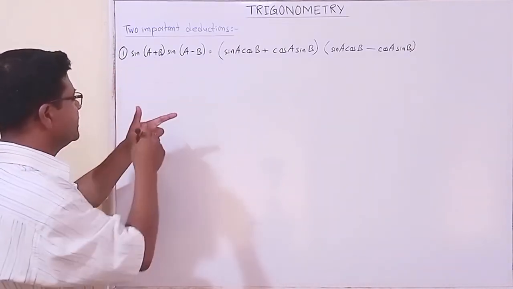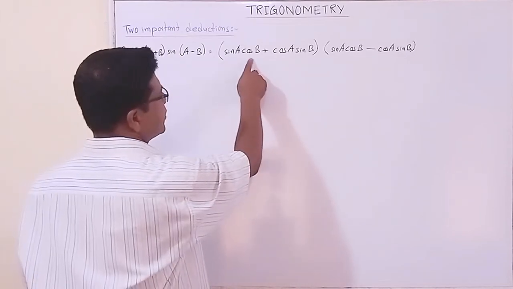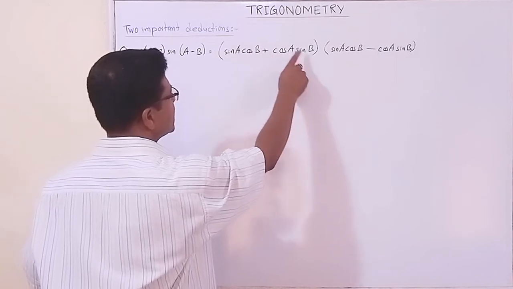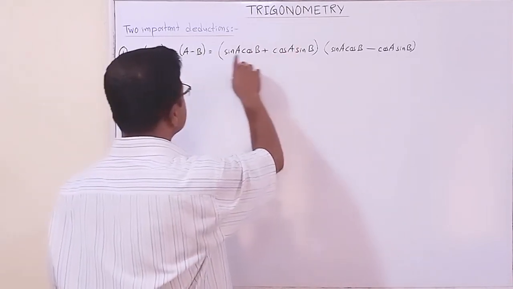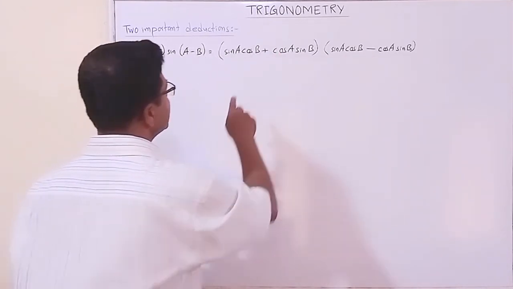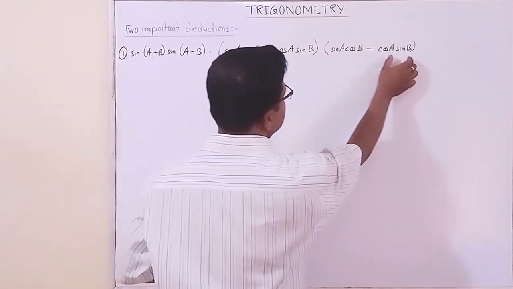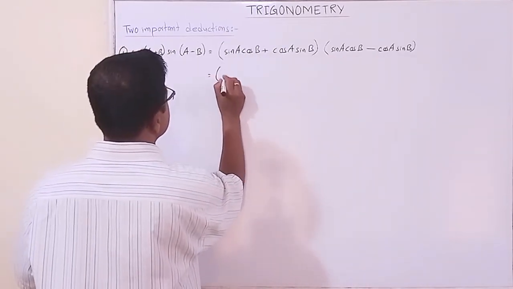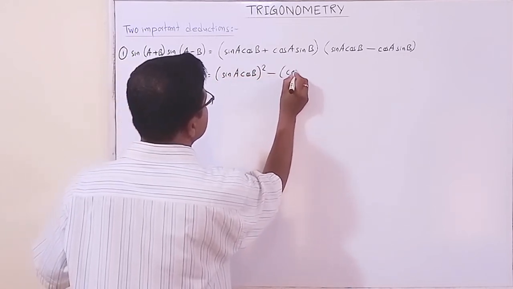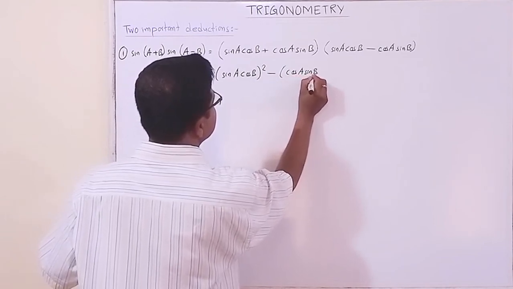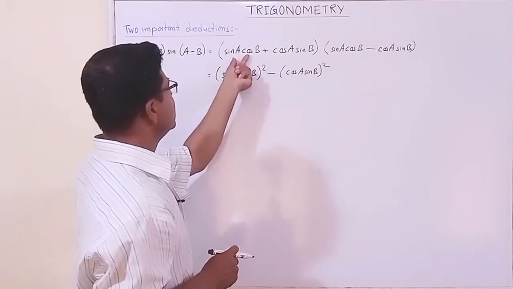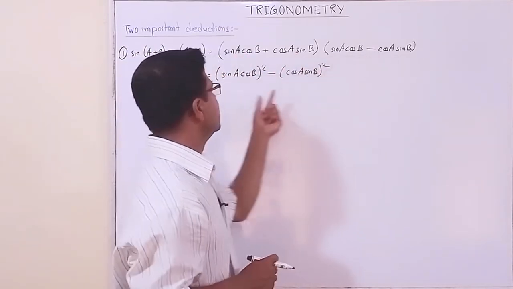In case of sin(A plus B), it is sin A cos B, and in reverse order cos A sin B. If it is plus, it is plus, and if it is minus, it is also minus. Okay, now you see, this is of the form (a plus b) into (a minus b). So the thing is, it is a square minus b square. Here a is sin A cos B and b is cos A sin B, so this is a square minus b square.